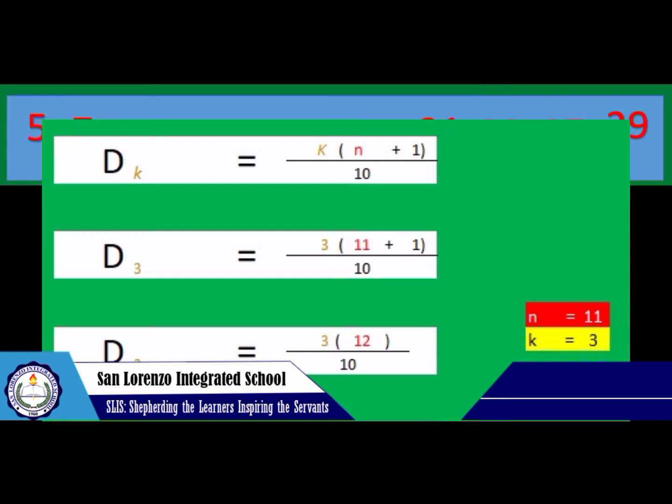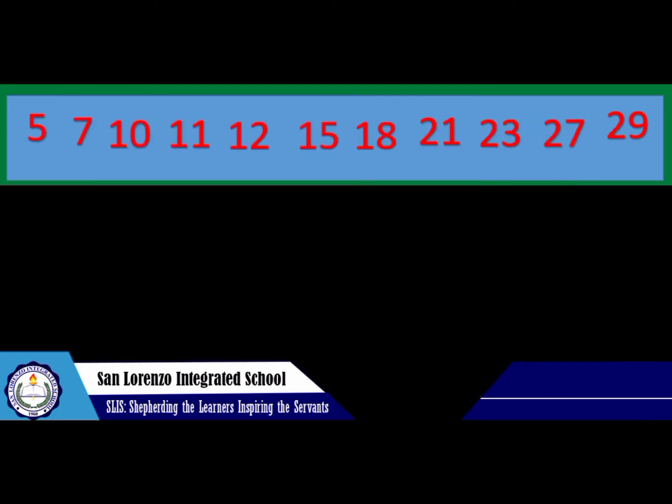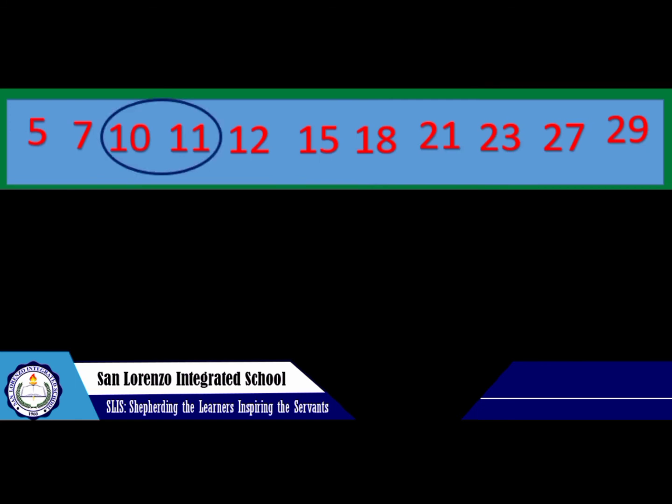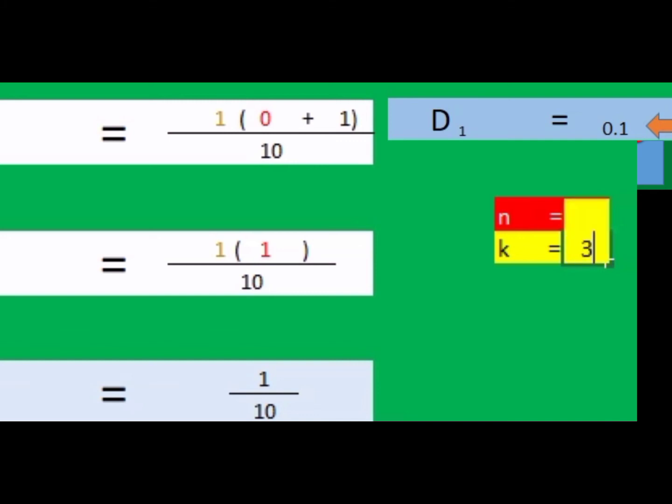Let's answer the third decile first. And it's really important that we arrange the data from lowest to biggest numbers. If we don't, we will definitely get the wrong answers. So the data is already arranged from lowest to biggest numbers. Using these tools, I will just put the value of k, which is 3, because we are looking for the third decile, and n is 11.